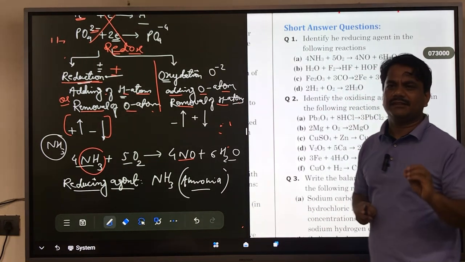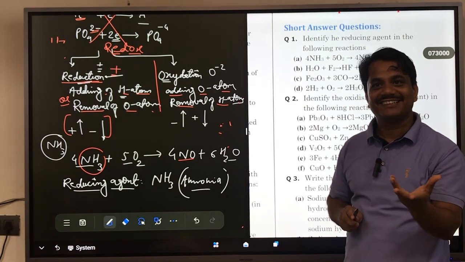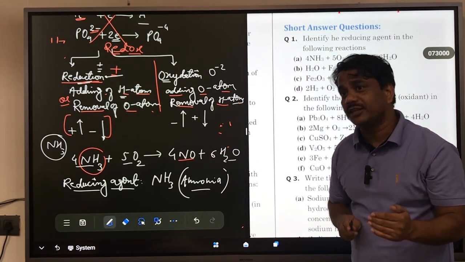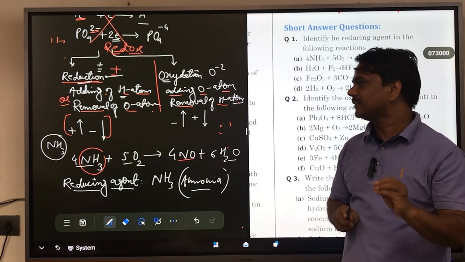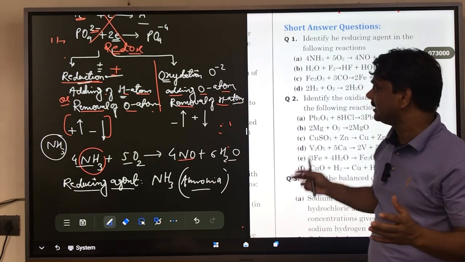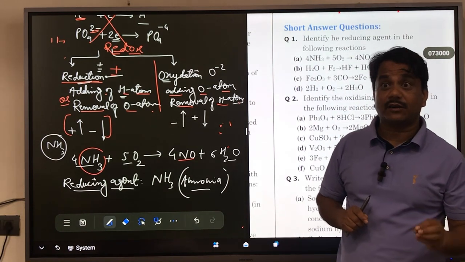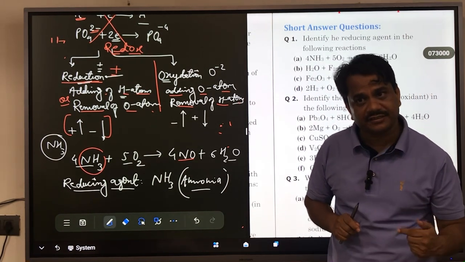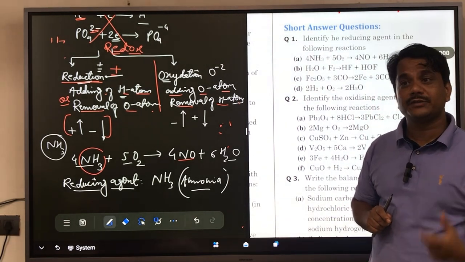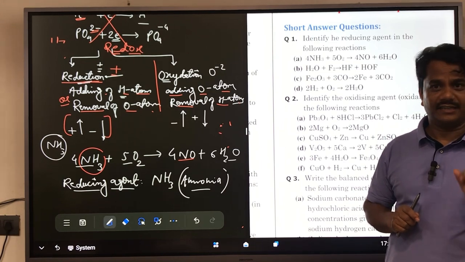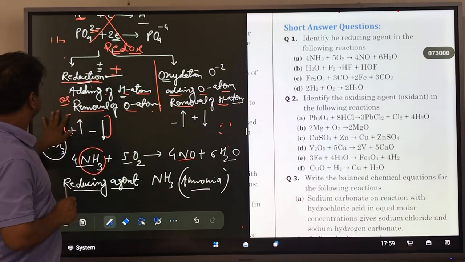Reducing agent means one thing to keep in mind: the component which is getting oxidized is the reducing agent. Sometimes in some reactions this is not so, but those examples are not in the course right now. The substance or the reactant which is getting oxidized is the reducing agent, and the one which is getting reduced is the oxidizing agent. Have a look at this place. First question, second question.